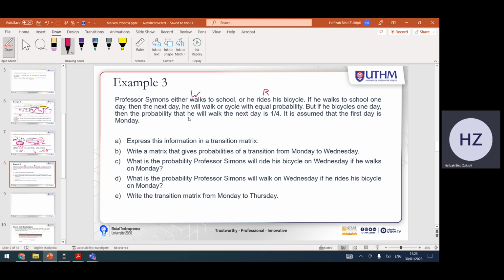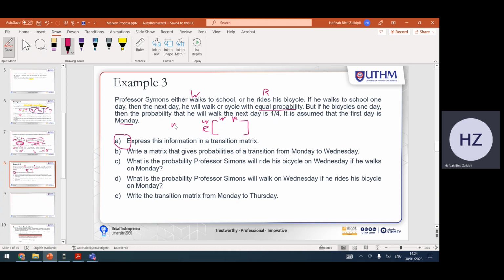If he walks to school one day, then the next day he will walk or cycle with equal probability. But if he bicycles one day, then the probability that he will walk the next day is 1 over 4. So A: express this information in a transition matrix. Assume that the first day is Monday. So we have to do the transition matrix of walk, ride bicycle, walk, ride bicycle.